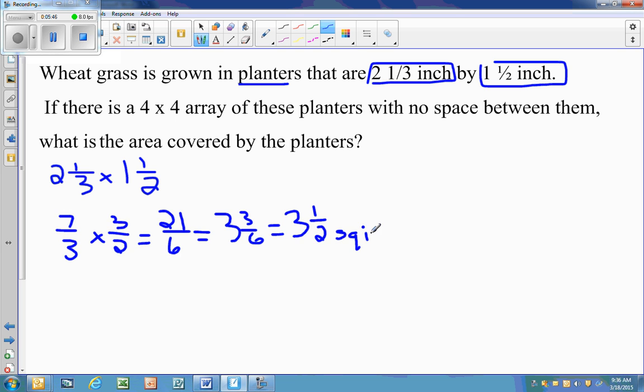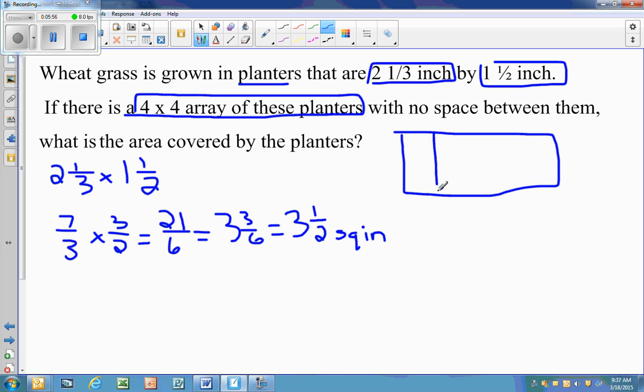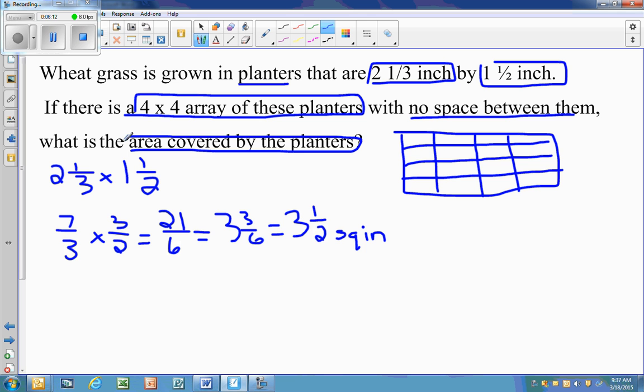But the question's not asking about that. It then says if there is a 4 by 4 array of these planters. So that means I'm going to take these planters and it's going to be set up in a box like this, because it says that there is no space between them. So there's no space, and they want to know the area covered by all of the planters. So here's my 4 by 4 array, and if I multiply 4 by 4, I see that there are 16 planters.